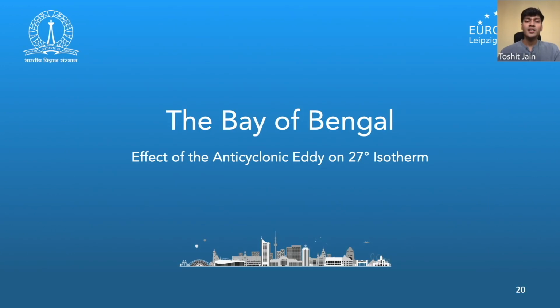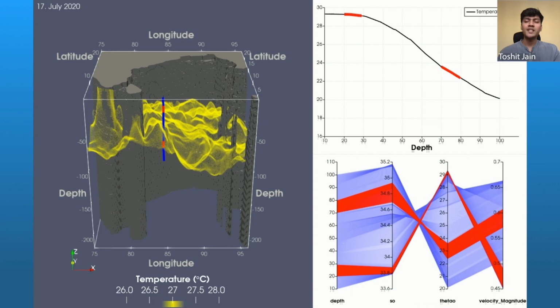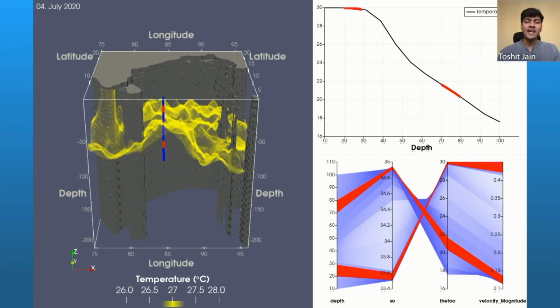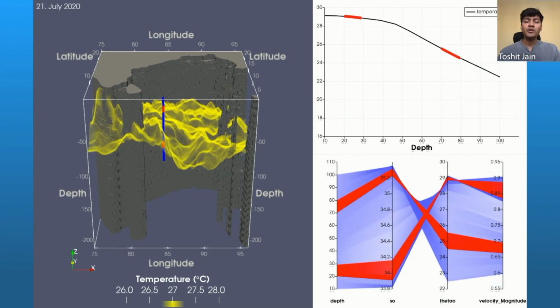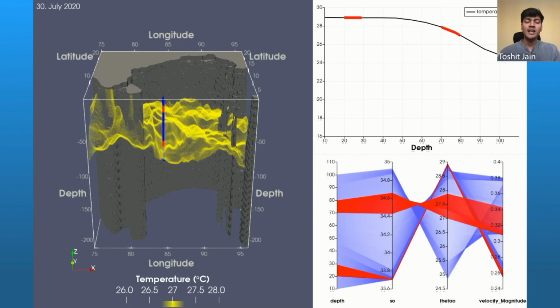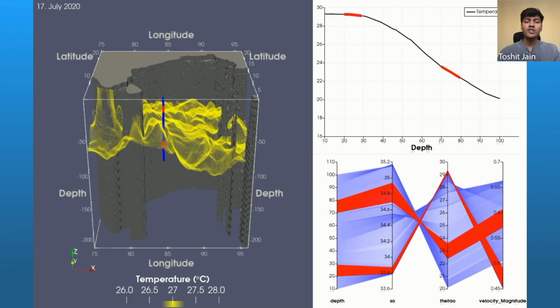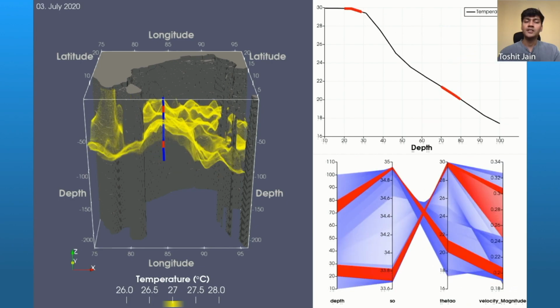We now take a look at the effect that the anticyclonic eddy has on the 27-degree isotherm. The depth profile filter is useful when the user wants to study some properties along the depth. To see the effect that the anticyclonic eddy has on the 27-degree isotherm, we use the depth profile filter from pyParaOcean and drop a needle at 7 degrees north and 84 degrees east. The points of interest can be brushed from the parallel coordinates plot, and all the views are linked together.